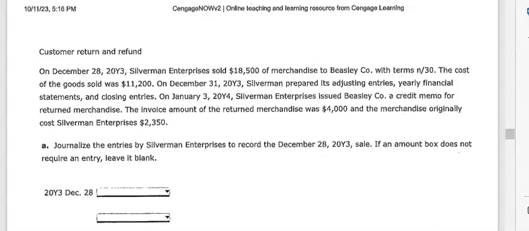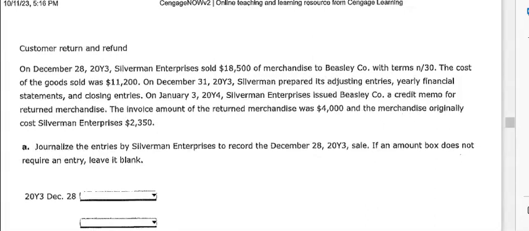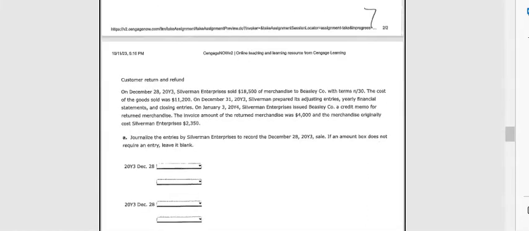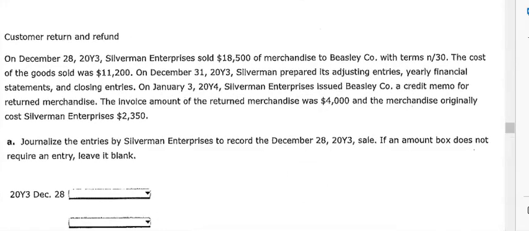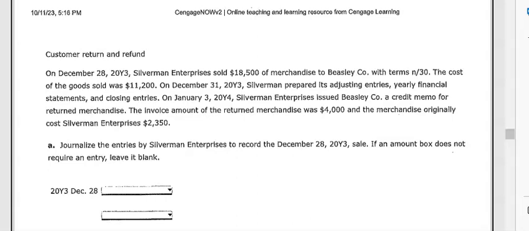All right, this next one is how to do a customer return and refund, and it assumes that we've already made the adjusting journal entry. So what we would normally do is set up an adjusting journal entry for all of the estimated returns. Our adjusting journal entry would be done first, but it doesn't ask for that. But let me just show you what that adjusting journal entry would look like.